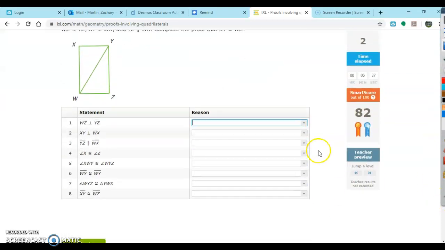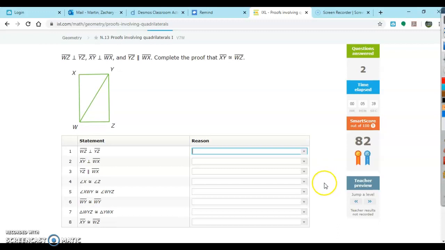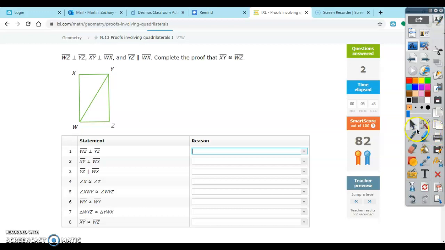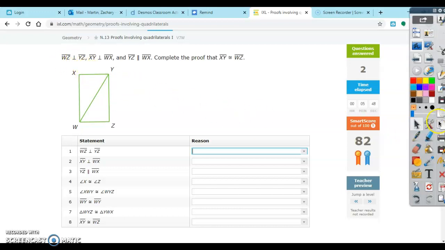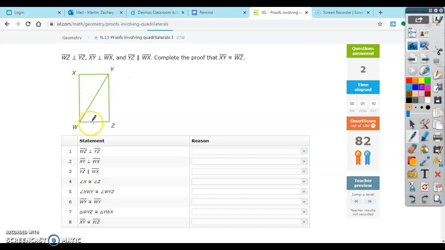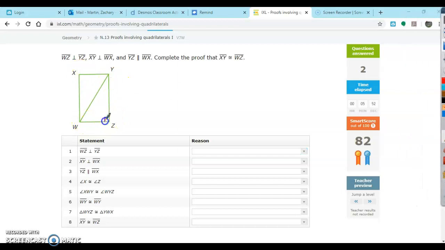Now we're diving into writing the whole proof on our own. This is what I was looking for. This is a little more challenging, right? Well, let's see what we've got going on. We've got WZ perpendicular to YZ. So we know that WZ is perpendicular to YZ. I'm going to mark that with a right angle marking. Perpendicular lines create a right angle.